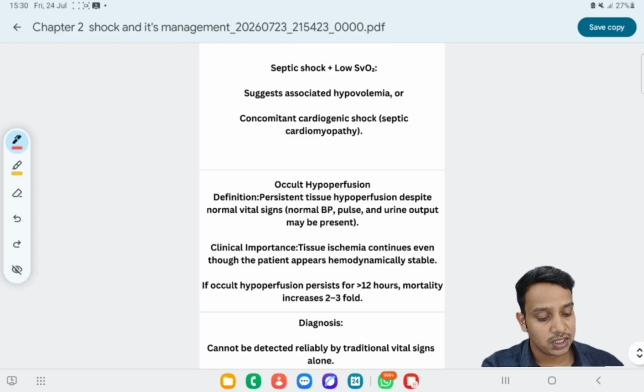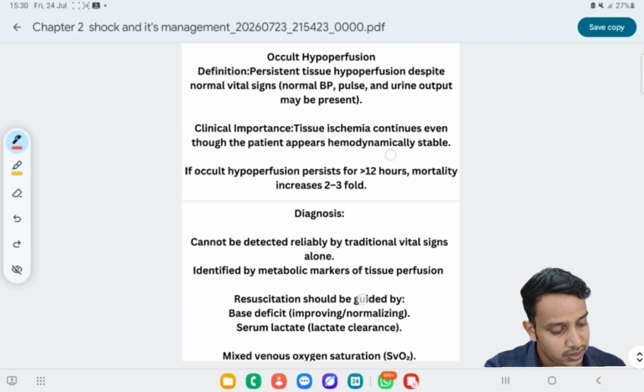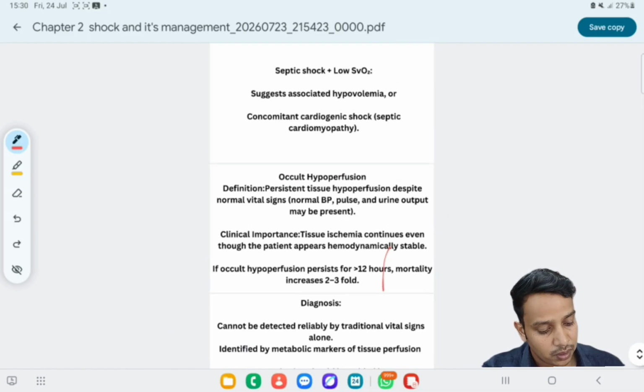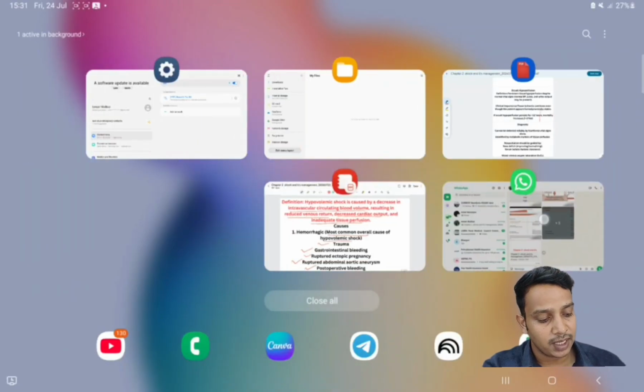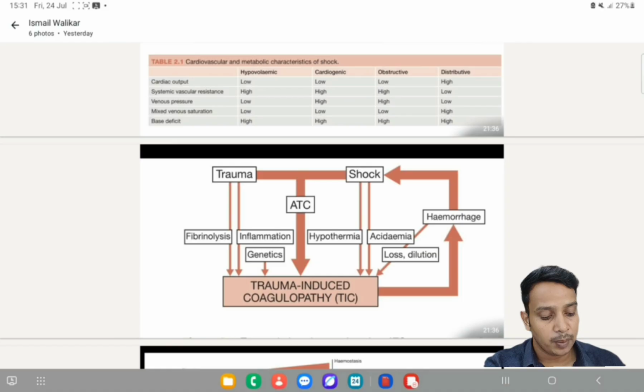So these are the various clinical parameters. Occult hypoperfusion we have discussed in the beginning also, and we are going to see some of our Bailey and Love images. This is the table taken from Bailey and Love, and it is showing various cardiovascular and metabolic characteristics of shock.